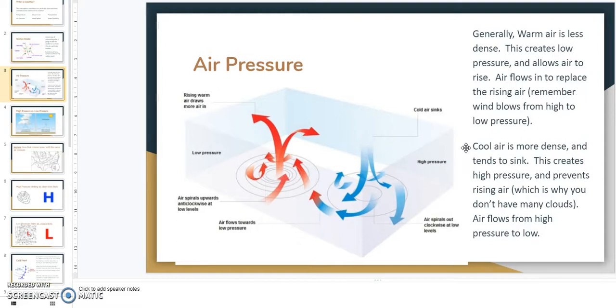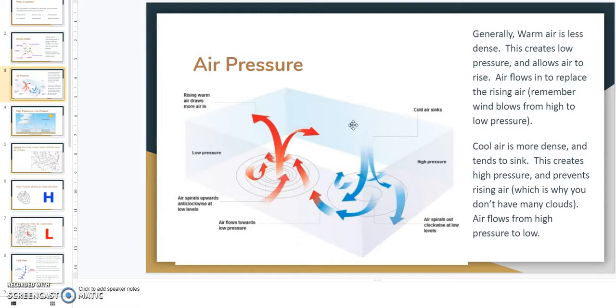On the other hand, cool air is more dense and it tends to sink. This creates high pressure and prevents rising air. Generally speaking, in high pressure areas, you don't have many clouds. And again, air flows from high pressure into areas of low pressure to create these convection cells that we're familiar with.